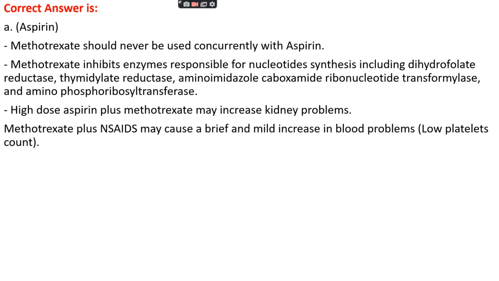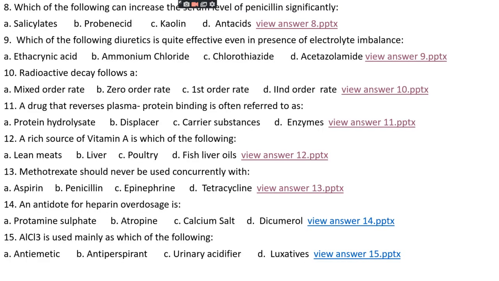that may include dihydrofolate reductase enzyme, thymidylate synthase enzyme, aminoimidazole carboxamide ribonucleotide transformylase enzyme, and aminophosphoribosyl transferase enzyme. If we take a high dose of aspirin along with methotrexate, it may increase kidney problems. Methotrexate along with NSAIDs may also cause a brief and mild increase in blood problems like low platelet counts, etc.